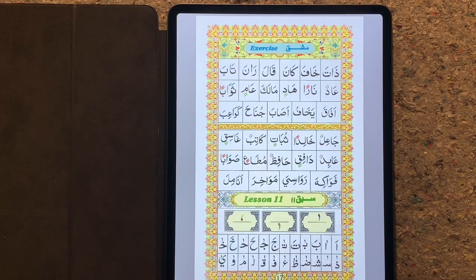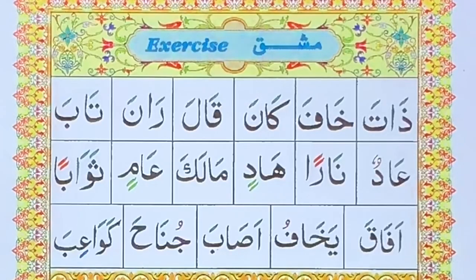Now we are going to read the exercises for our lesson 10 that we just did. And this is the exercises for it on the top of page 17. Okay, here we go.